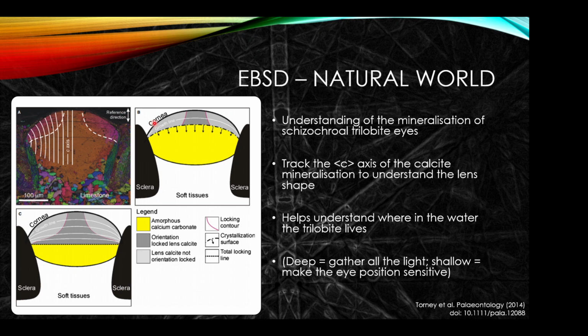Torney et al. evaluated the growth of the calcite crystals as they grow into the material. By mapping the c-axis orientation, we can see how the lens is formed. And this shows in this example that we're bending as much light into the lens as possible, which implies that this trilobite was living much deeper in the water.